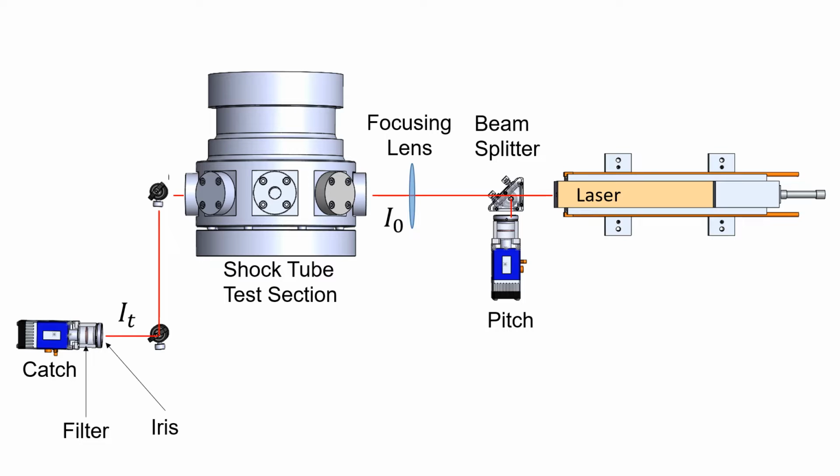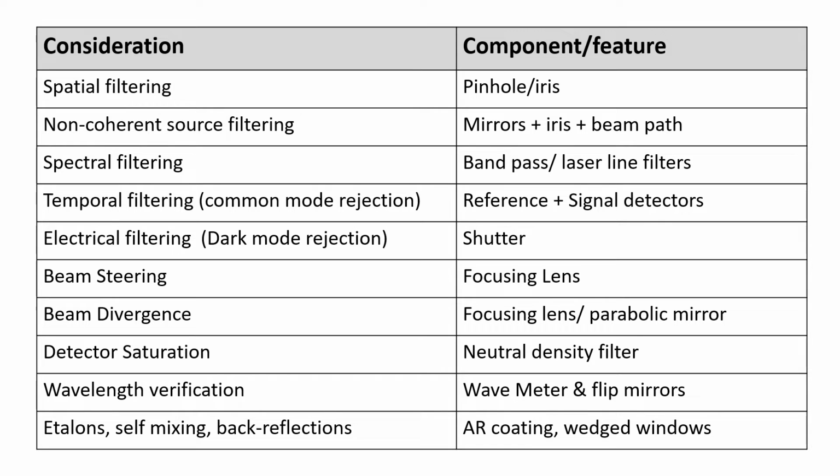Here I'd like to present a more detailed schematic of this setup and discuss all of the concepts that are relevant to its successful implementation. I'm also going to update some of my nomenclature from the last video. This table lists all of the considerations I could think of that need to be made for the successful implementation of a laser absorption spectroscopy setup applied to a shock tube. Each consideration is paired with a component or feature in the setup that is used to address that consideration. The purpose of this video is to discuss each of these considerations and components in detail.